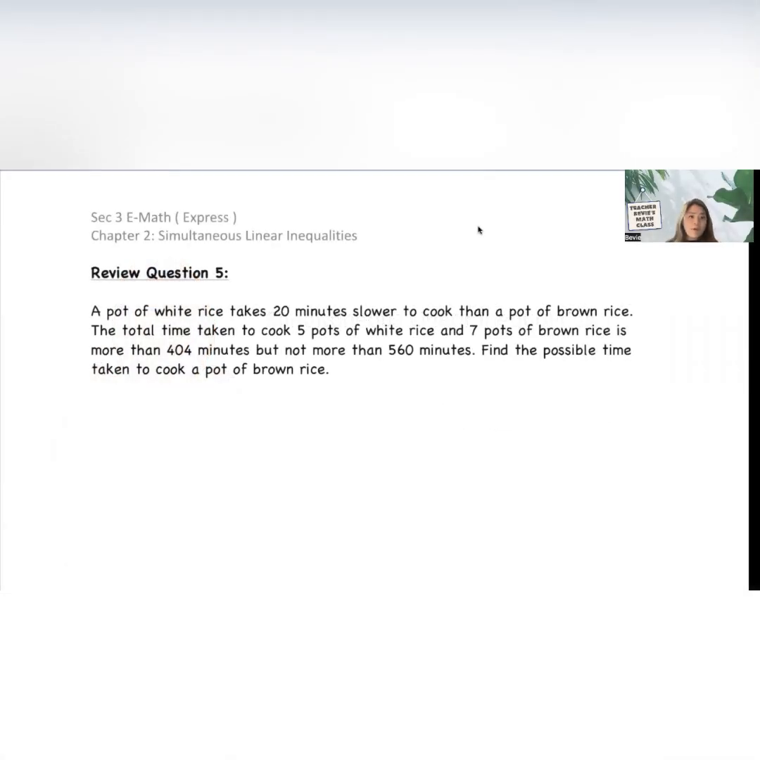For review question 5, a pot of white rice takes 20 minutes slower to cook than a pot of brown rice. The total time taken to cook 5 pots of white rice and 7 pots of brown rice is more than 404 minutes, but not more than 560 minutes. Find the possible time taken to cook a pot of brown rice. So take note that the time taken to cook the brown rice and the white rice individually is not given.